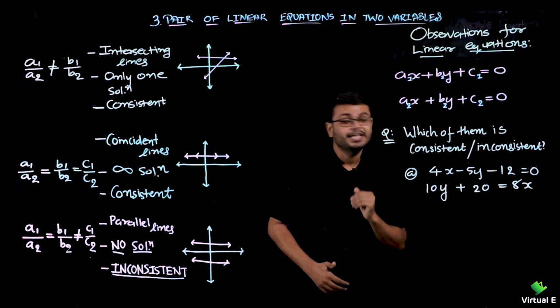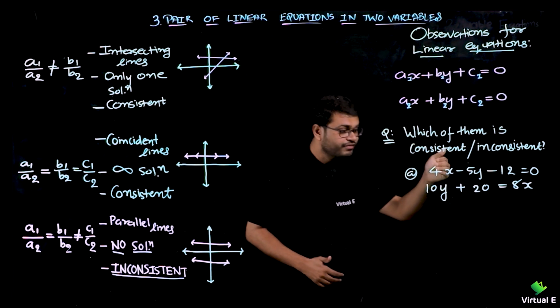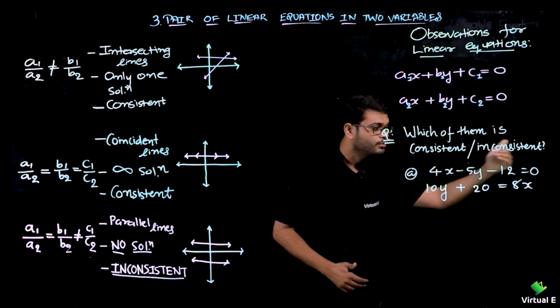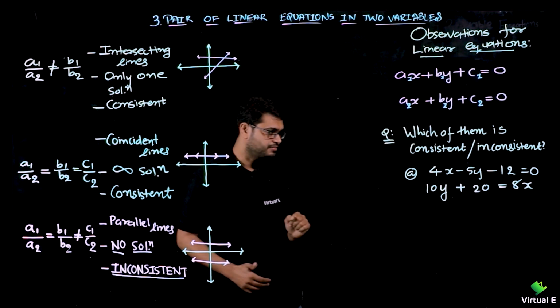Now this second equation, what to do? Don't take any kind of ratio like 4 by 10, minus 5 by 2, 12 by 8. No, don't take it. You will get incorrect answer.